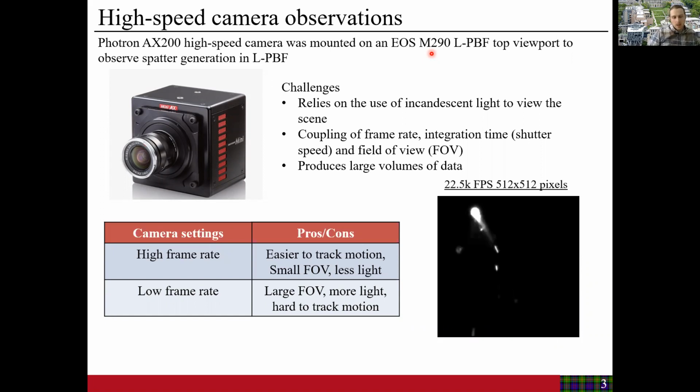So with our camera settings here, we can select either a high frame rate setting, which makes it easier to track motion, but we have a smaller field of view and less light to view the scene. Or we can do a low frame rate setting, with which we get a larger field of view and more light, but it's harder to track motion of the particles. What we found works best for tracking and identifying spatter particles is 22.5 thousand FPS with a 512 by 512 pixel resolution, which covers an area roughly 4.5 by 4.5 millimeters square. So here is just showing a back and forth rastering of a melt pool with spatter ejections shown.